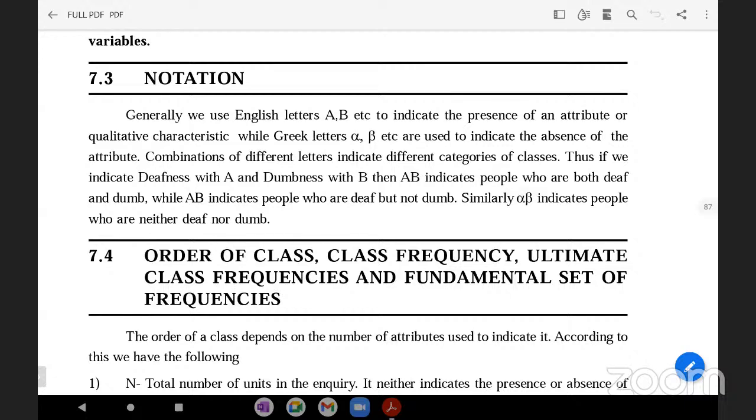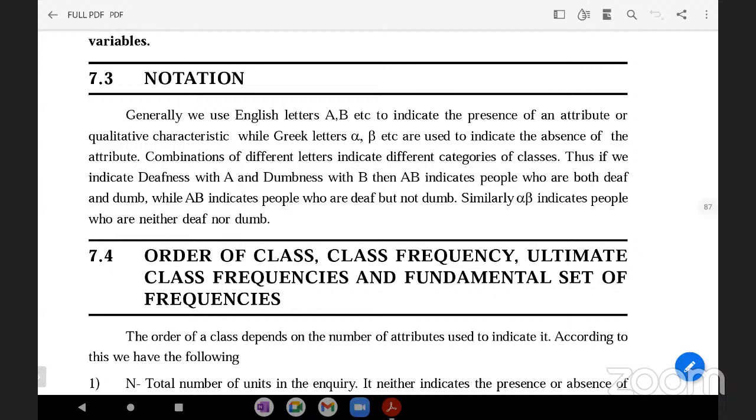A combination of different letters indicates different categories of classes. Thus, if we indicate deafness with A and dumbness with B, then among the total people, how many classifications do we have? AB is both deaf and dumb. Aβ indicates people who are deaf but not dumb. Similarly, alpha beta indicates people who are neither deaf nor dumb.